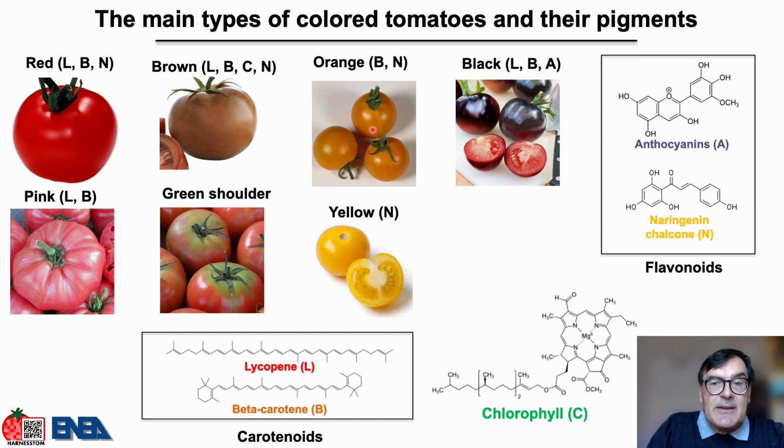Other mutant tomatoes which have been introduced recently in the market are the orange ones, in which beta-carotene increases up to 50% or more, and the yellow ones, in which no carotenoids are made and the yellow color is due mainly to naringenin. Finally, black tomatoes owe their color to the accumulation of anthocyanins in the peel. This is due to the presence of two mutant genes which have been introduced from wild tomato species.